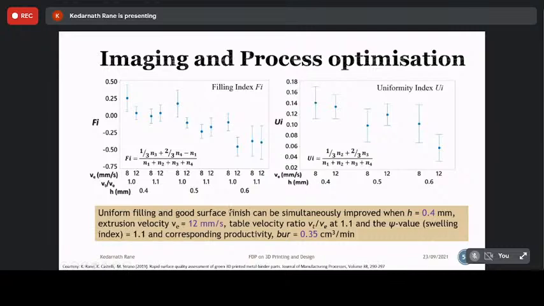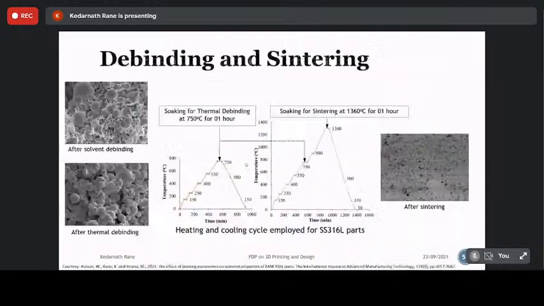So based on the image, if it deviates from these numbers, there is a correction happening in the G code, and you can correct the deposition in the next layer. But honestly, it is not possible in real time on the same layer, because we are taking images layer after layer. Okay. We did some sintering and debinding exercises.